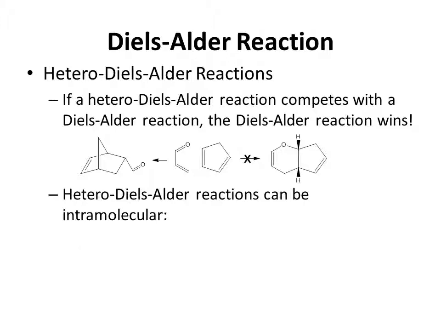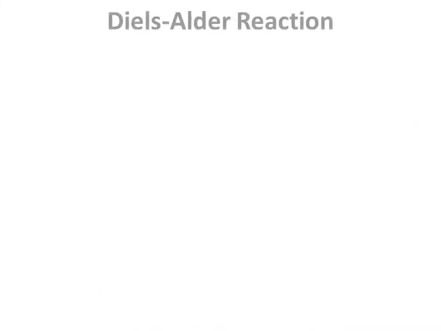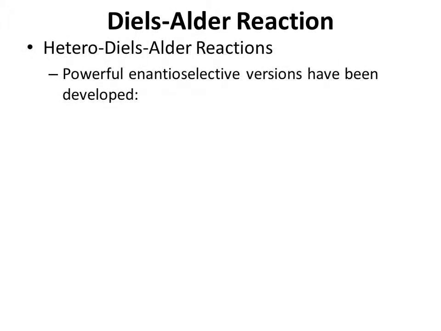Hetero-Diels-Alder reactions can also be intramolecular, as in the case of an alpha-beta unsaturated imine reacting with an alkyne to form an intermediate adduct, which, under thermolysis, eliminates alcohol to form a pyridine ring. Powerful enantioselective versions of the hetero-Diels-Alder reaction have also been developed.